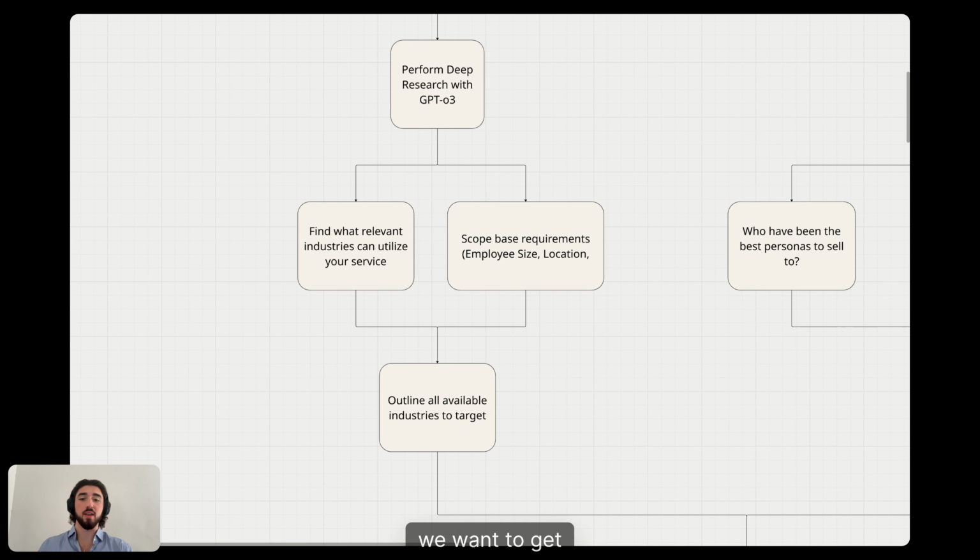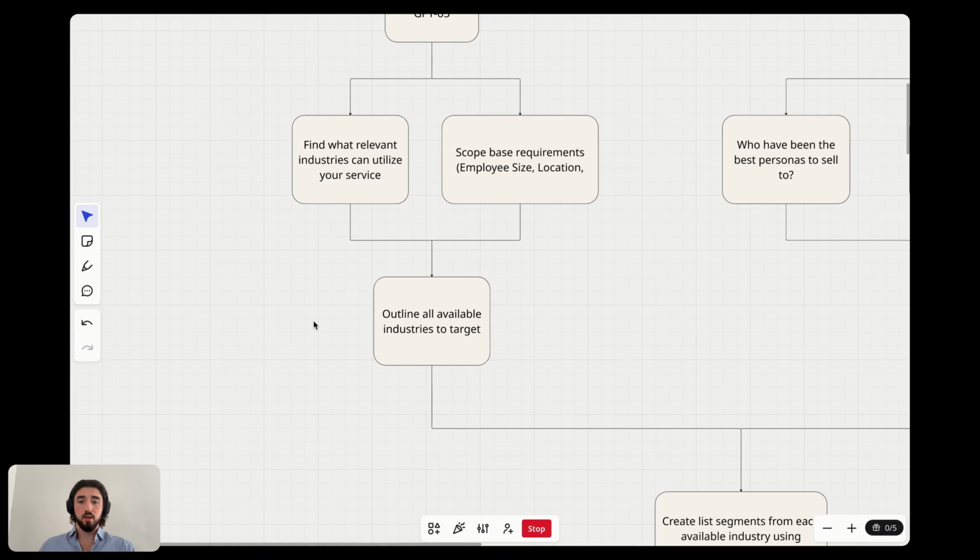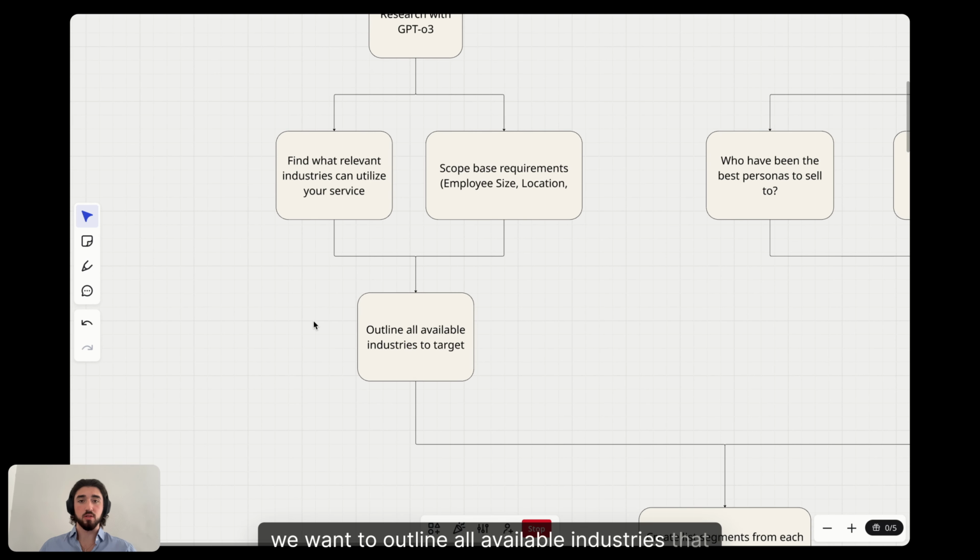We want to get base information. These are the base requirements. This is not the ICP yet. This is just the overall total addressable market that we can technically reach out to, and they can utilize our service, right? Because TAM is not equivalent to ICP. ICP is your ideal customer profile, whereas your TAM is just everyone that can use your product, essentially, that's relevant to reach out to. So yeah, we want to outline all available industries that we can target.